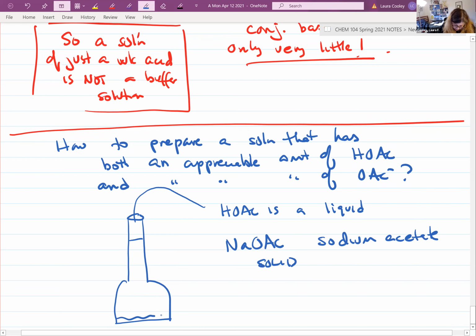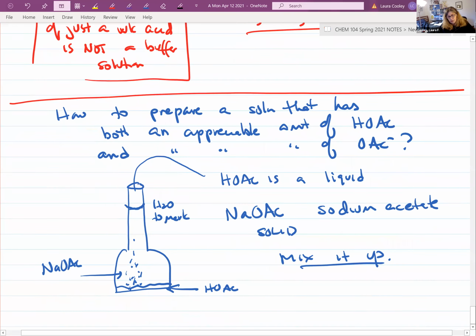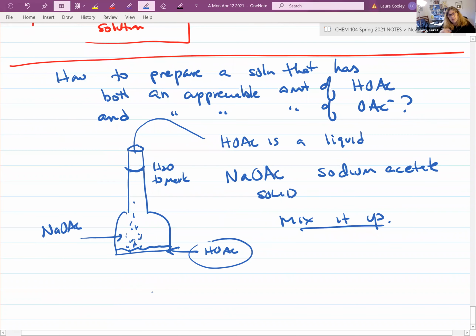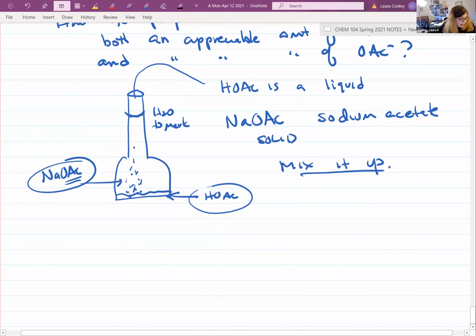So I guess I could illustrate this as here. It's kind of like the liquid on the bottom, which will be the HOAc. And then you'll add some solid, right? NaOAc, and you'll fill it to the mark with water and mix it up. And that's how you have an appreciable amount of acetic acid. It's from the acid that you added and from the salt that contains the conjugate base of that acid. Okay, so that's how you would make a buffer.